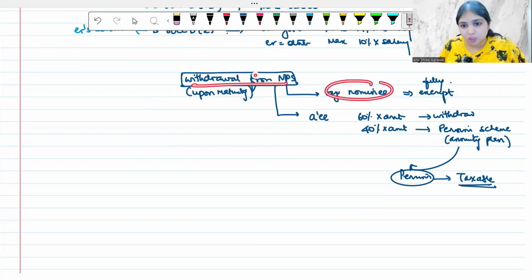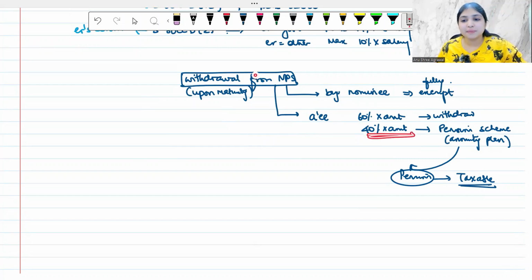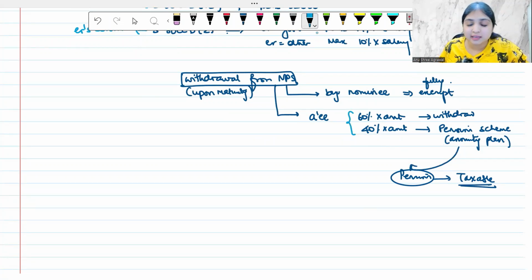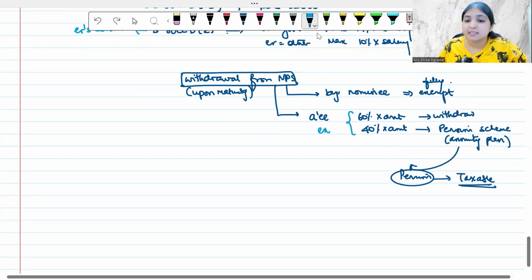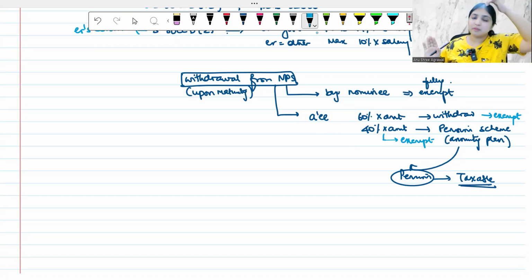If the withdrawal is by the nominee upon the assessee's death, then it's going to be fully exempt. But if the assessee himself is going to withdraw from NPS, then whatever balance is there in NPS, he should not withdraw the entire amount. Only 60% of the amount he should withdraw, and the balance 40% he should put into an annuity plan from which he will receive pension. If he does like this, then it is going to be exempt. The 60% he can withdraw fully, this is of course going to be exempt. The balance 40%, if he puts into the pension scheme, then only it is going to be exempt. If the balance 40% also he withdraws, then the 40% will become taxable.